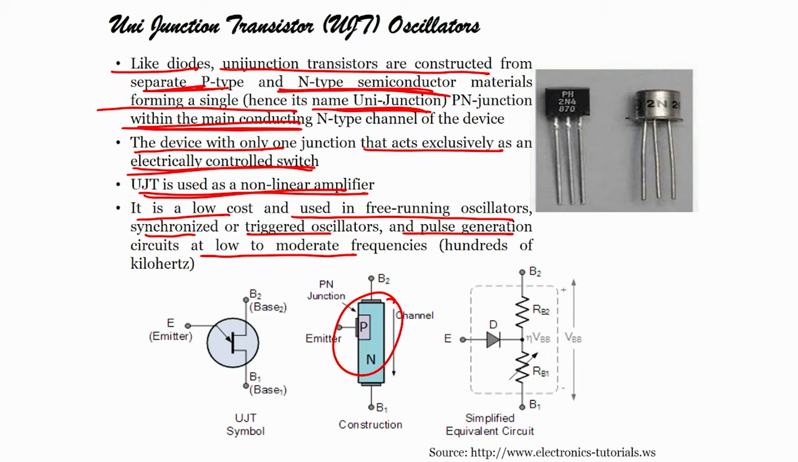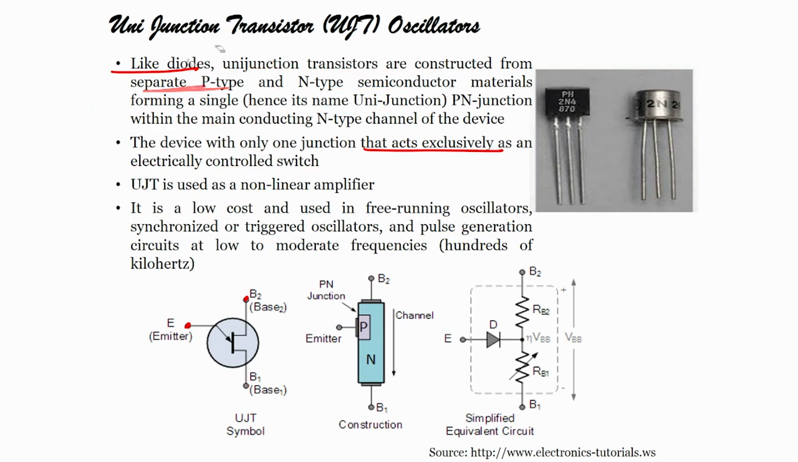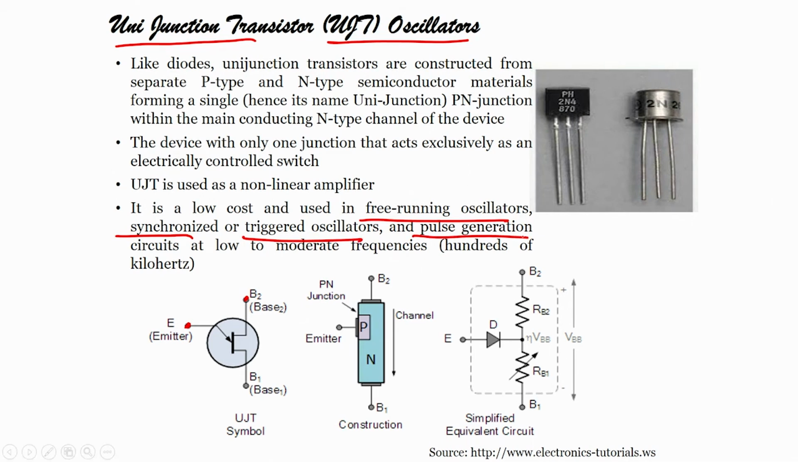Now, you see here it looks like a PN diode, right, and then there is a resistor due to the B2 here, and then the resistor due to B1 which is here, right. So, you have base 1, you have base 2 and you have an emitter, right. Emitter is nothing but your P within the N type. So, you have to understand how the UJT works, then only you will be able to understand how you can design UJT based oscillators. As you see, it is used as a free running oscillator, as a synchronized or trigger oscillator, and also used in pulse generation. So, very important you have to understand.